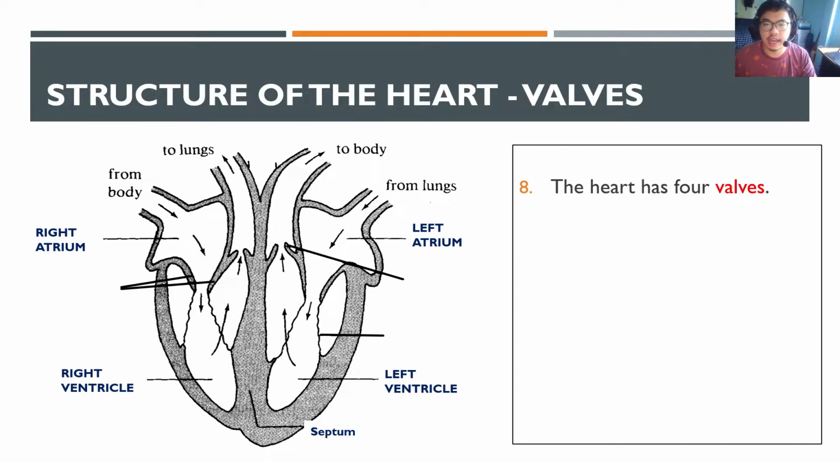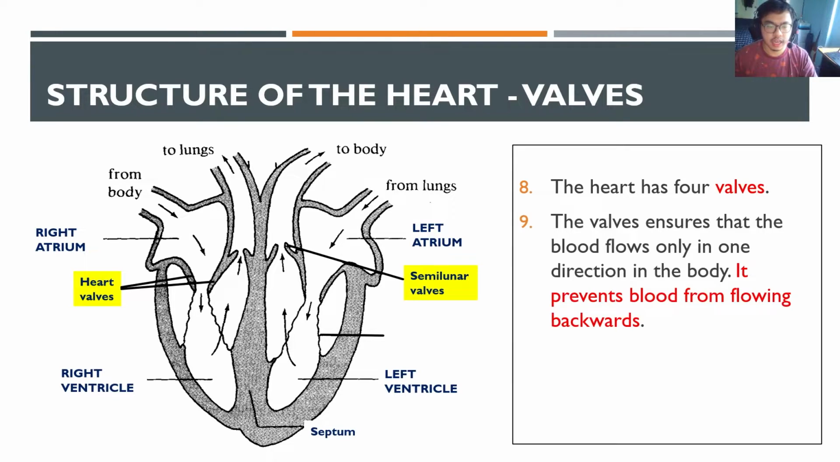And then the heart has four valves. Valves are like openings. They open and they close. So you have the semilunar valves and the heart valves. And the valves ensure that the blood flows only in one direction in the body. It prevents blood from flowing backwards.